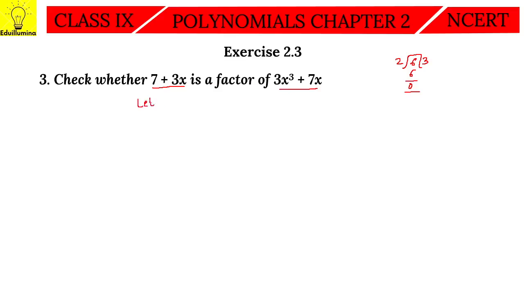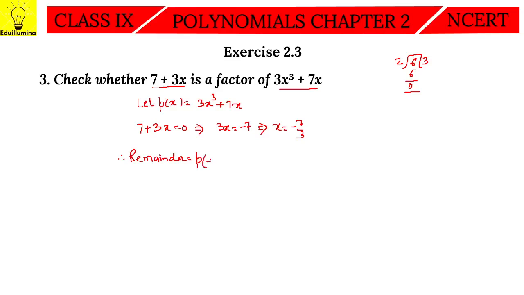So let p of x equals to 3x cube plus 7x. So first of all, we will find the 0 of 7 plus 3x by putting 7 plus 3x equal to 0. So 3x equals to minus 7. So from here, x will be equal to minus 7 upon 3. So therefore, remainder will be equals to p of minus 7 upon 3.